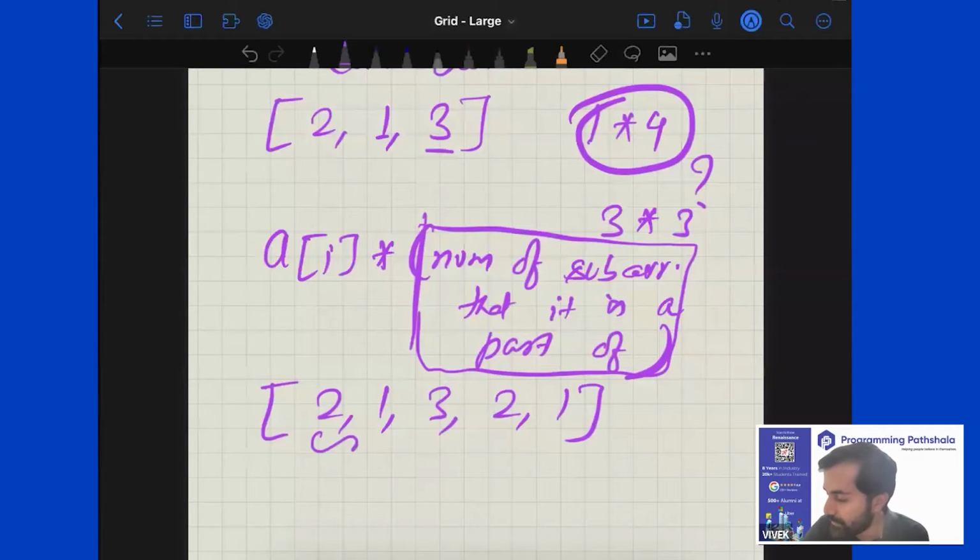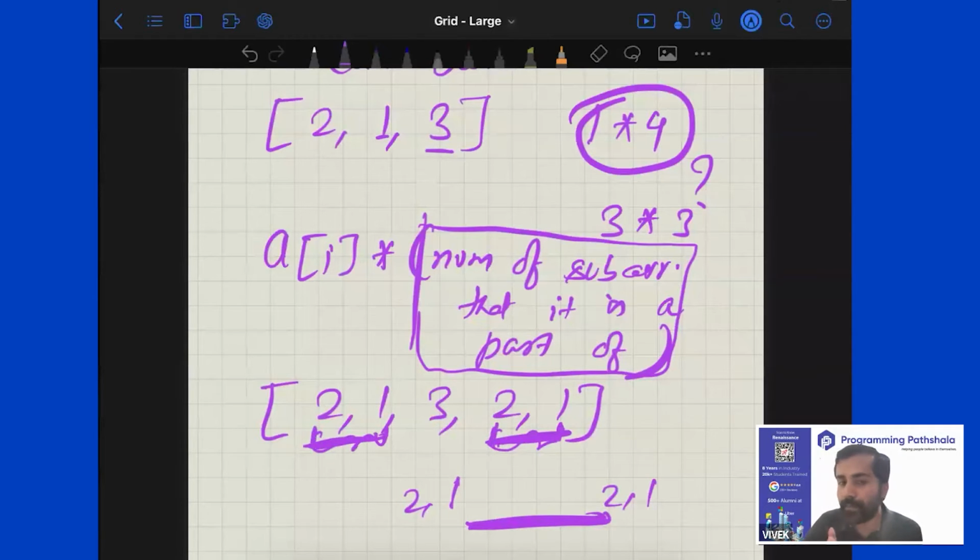So one subarray is 2, comma 1. This subarray is also 2, comma 1, but both of them are different, right? This is different than that because clearly the starting and ending point of this is different and the starting and ending point of that is different. So I'm not worried about what duplicates are there and not. Nothing like that. I'm just interested in considering all the subarrays and finding their sum and summing them up.